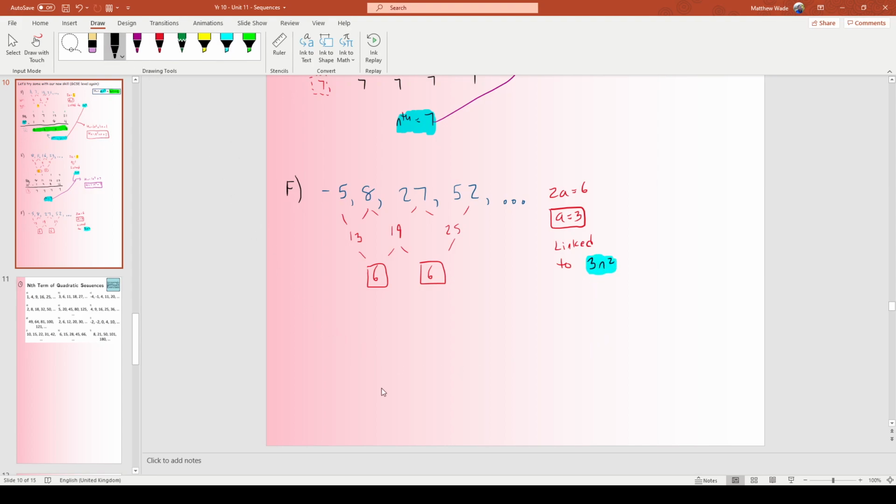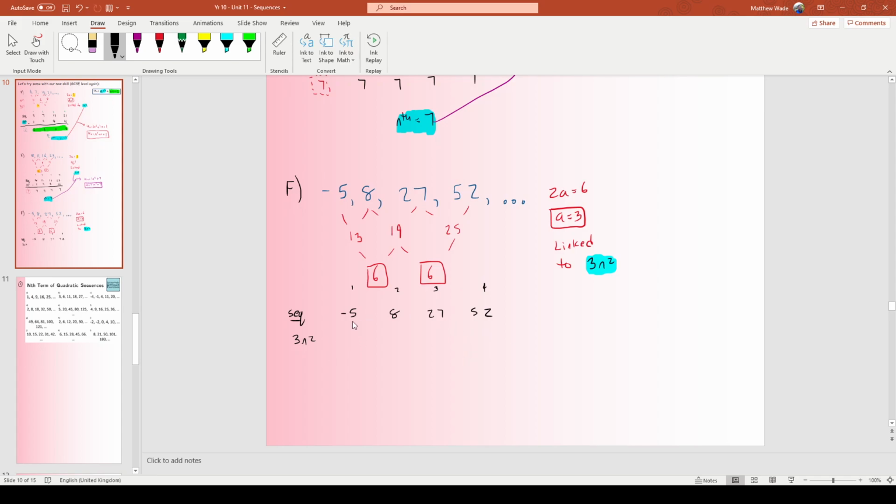Okay, so now we're ready to go onto the table. What do you write in the table first, buddies? Yep, the sequence, you're right: minus 5, 8, 27, 52. So what you write first is the sequence. Now, what do you write after that? Well, you write the linked one, which is 3n squared. It's going to be a bit more of a muddle to work this out. Third term, fourth term. Got to follow BIDMAS.